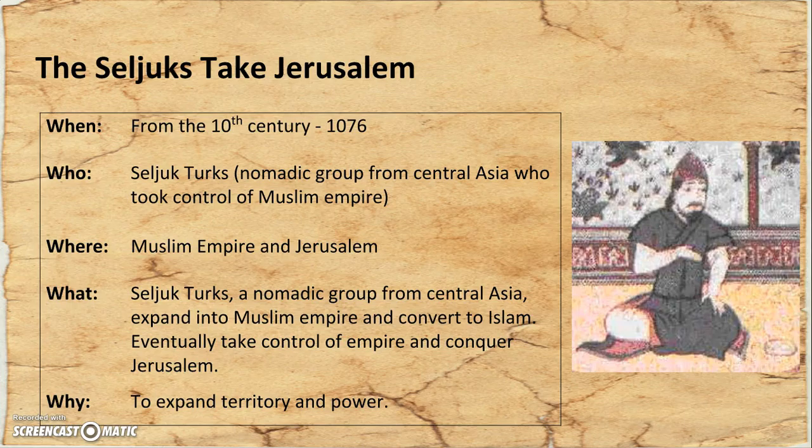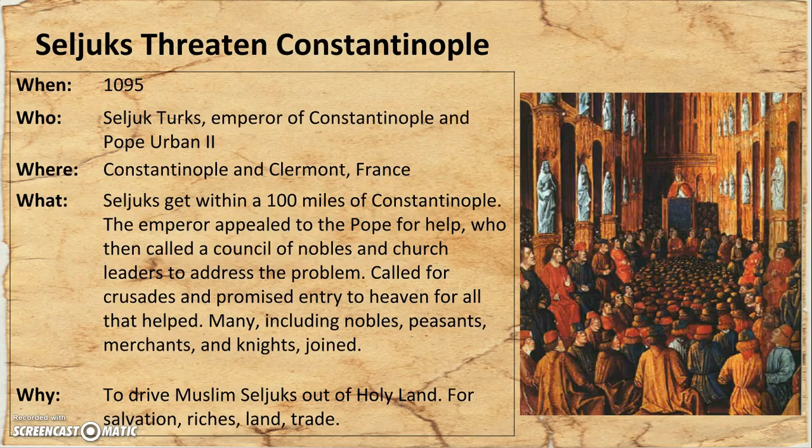Now, why did the Seljuks do this? To expand their territory as well as their power. Now, shortly after, about 20 years later, the Seljuks get even closer, within 100 miles of Constantinople.